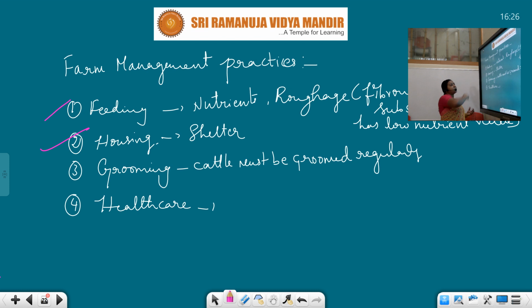Next, housing. Housing is shelter, taking care of the shelter and the roofs. We need to concentrate on the cleanliness of the house, each and every aspect. Otherwise it gets spoiled every time. We need to collect their excretory materials from time to time.